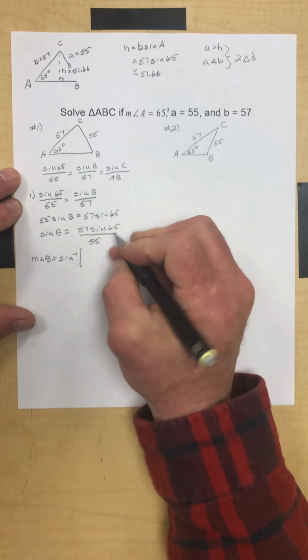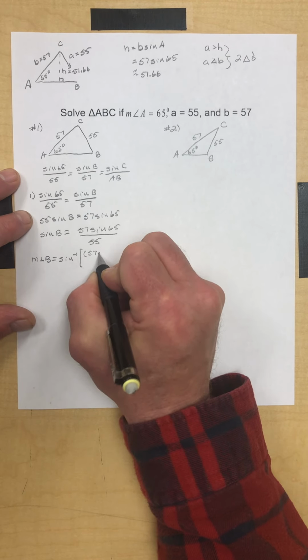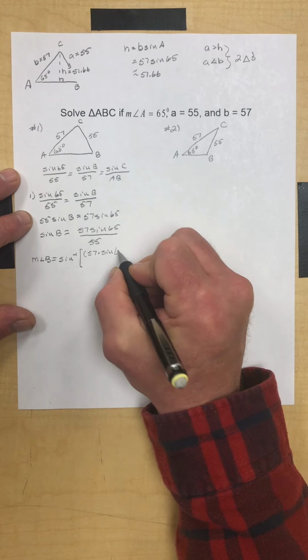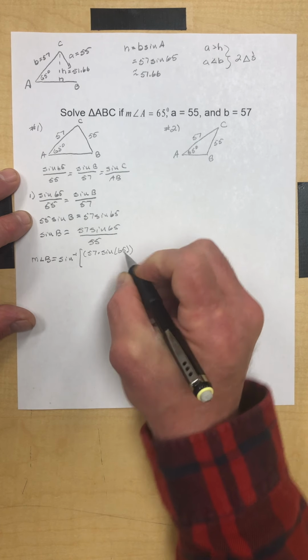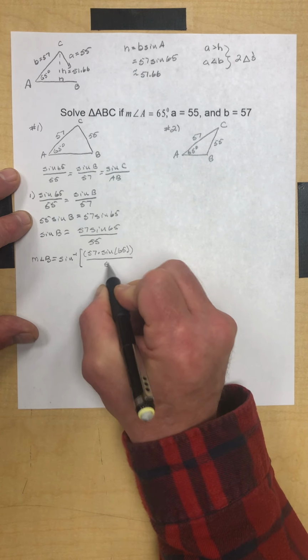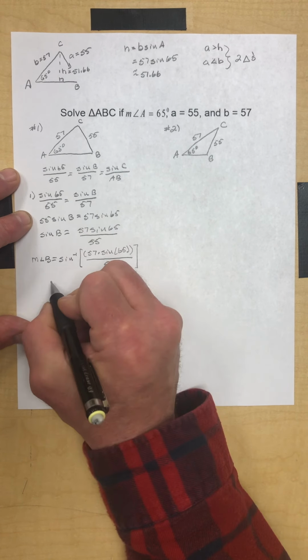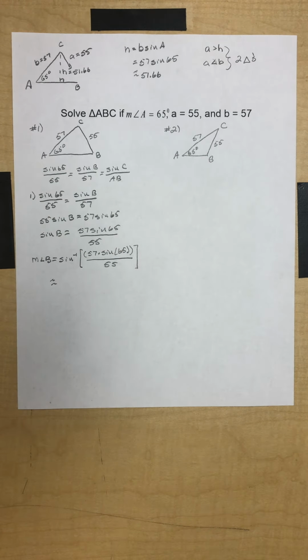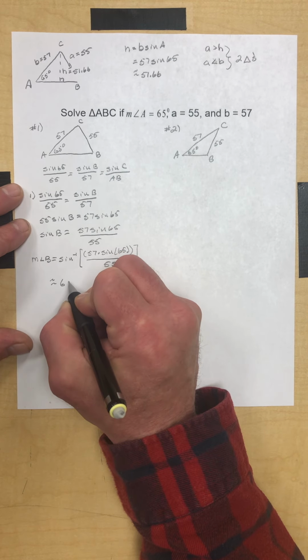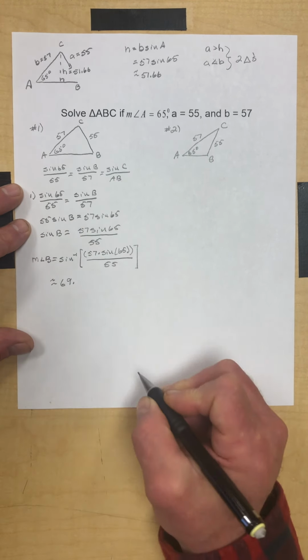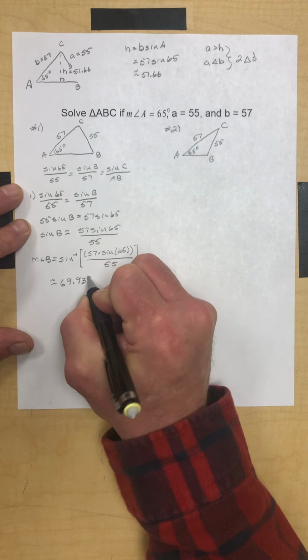Separate the numerator and denominator. So I have 57 times the sine of 65 degrees, all divided by 55. And we just punch that into the calculator. Second, sine inverse, so we have 57 times the sine of 65, divided by 55. And we punch that in. I'm getting 69.93 degrees for the measure of angle B.